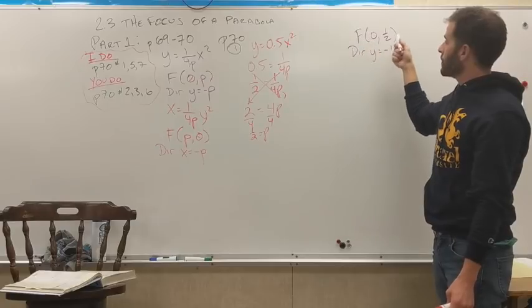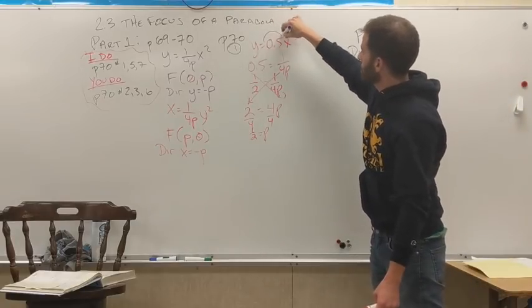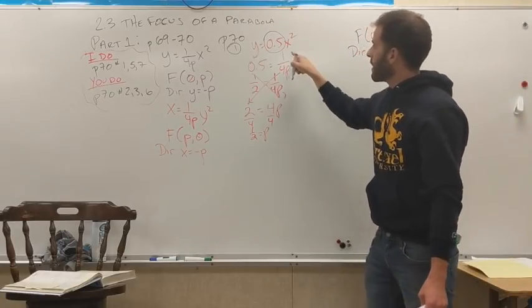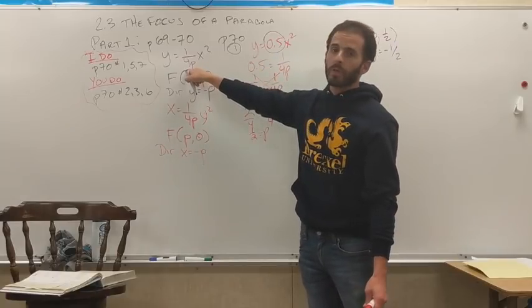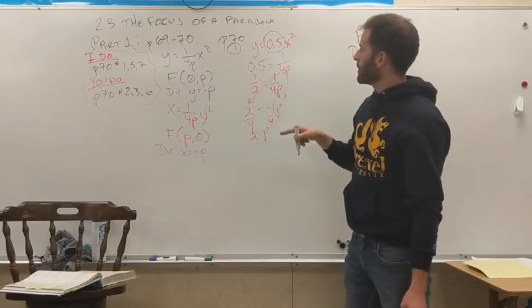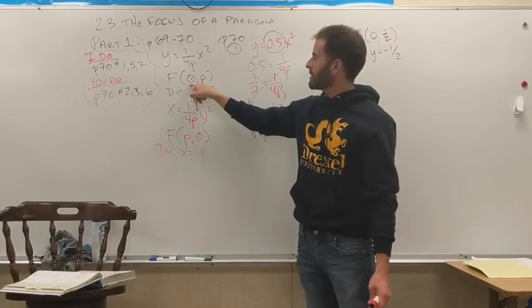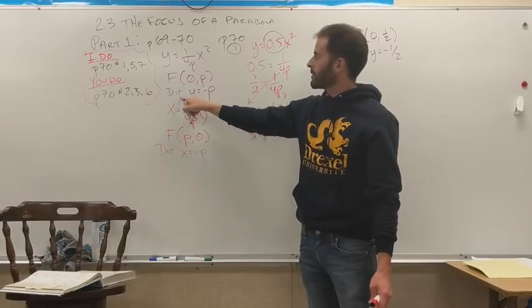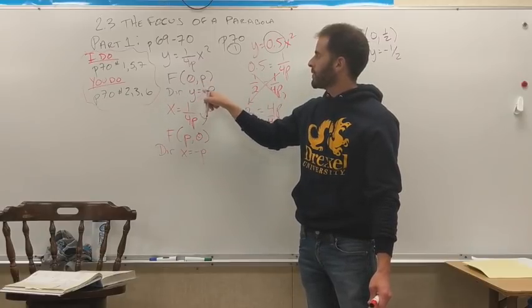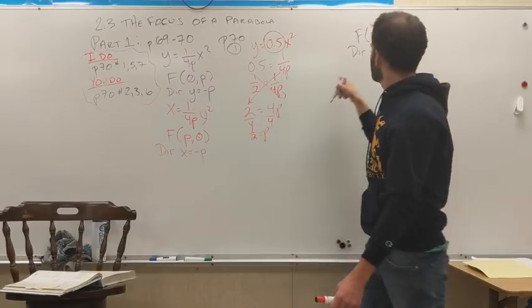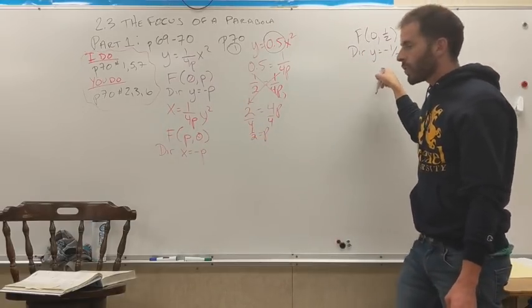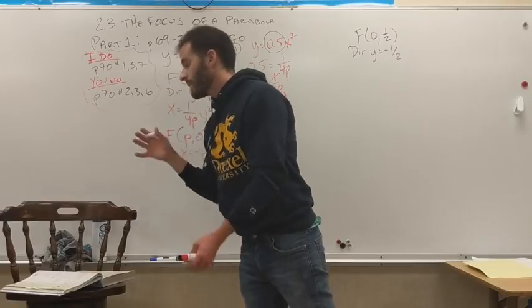So I found my focus because I used whatever's in front of x squared, and I matched it up with this little formula right here, 1 over 4p. Solve for p. Your focus is 0, comma, that number. Your directrix is y equals the opposite of that number. So you just write those numbers in those places. So we found the focus, we found the directrix.